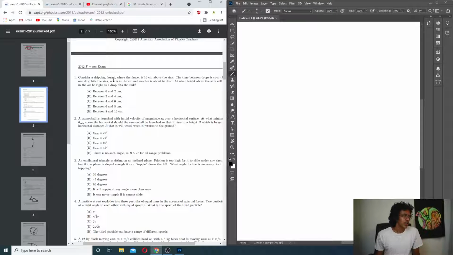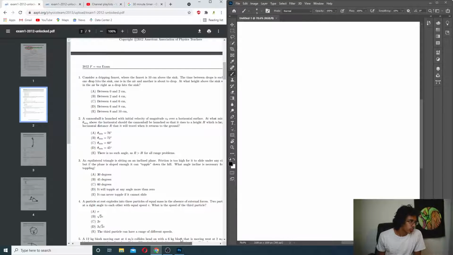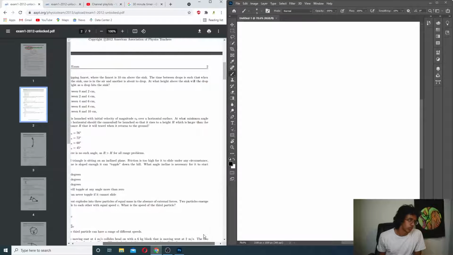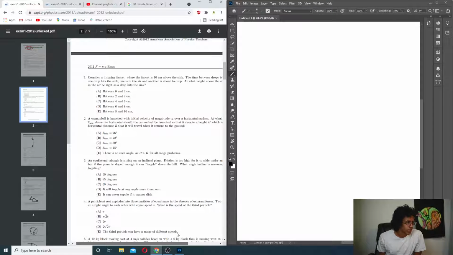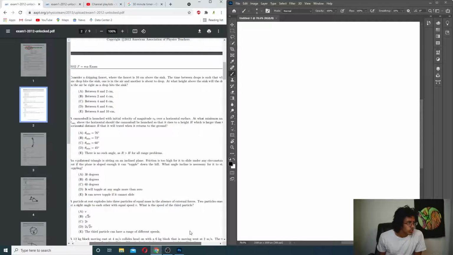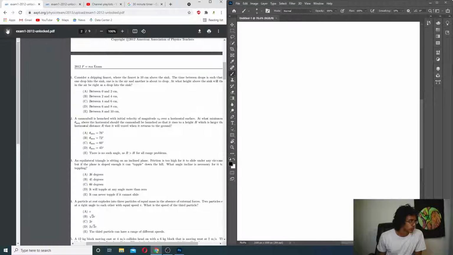Consider a dripping faucet where the faucet is 10 centimeters above the sink. The time between drops is such that when one drop hits the sink, one is in the air and another is about to drop. At what height above the sink will the drop be in the air, right? Okay. Hold on, there we go.